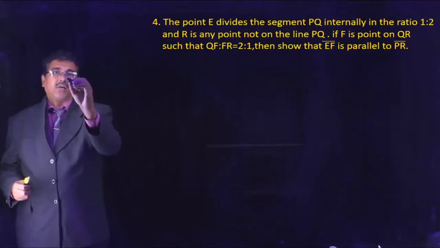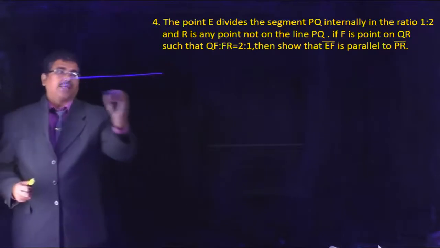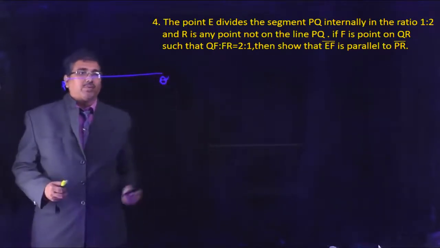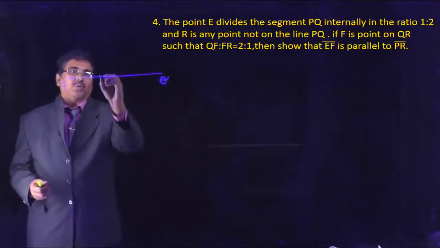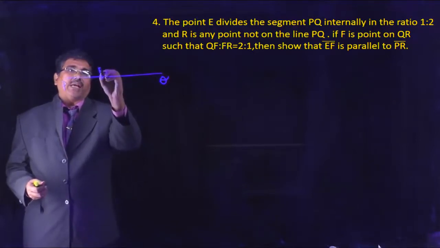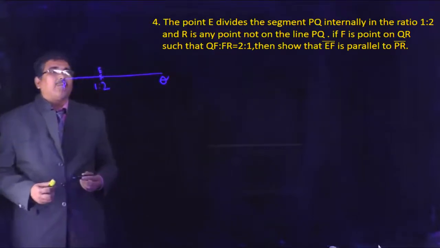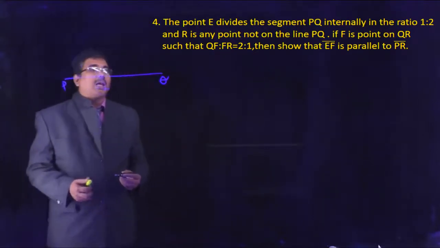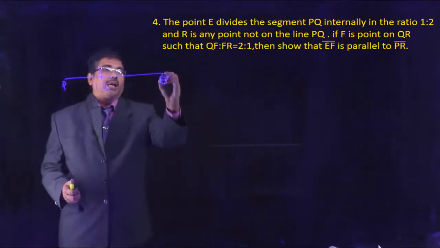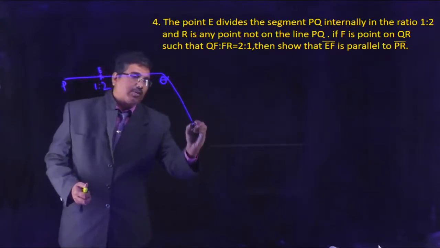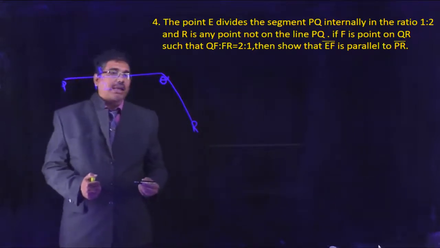Now this is a line segment PQ. E divides PQ in the ratio 1 is to 2. And capital R is any point not on the line PQ. Suppose this is capital R, a point not on the line PQ.